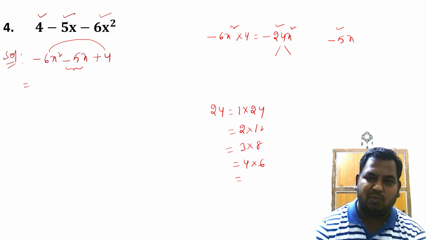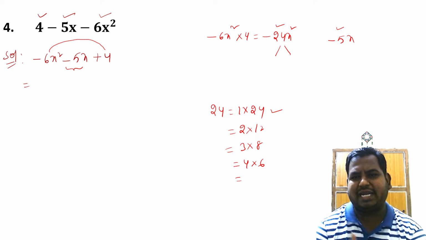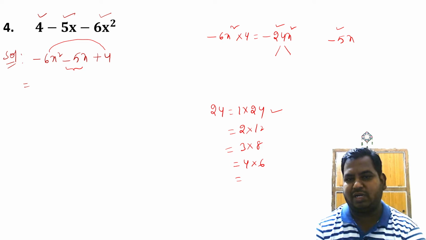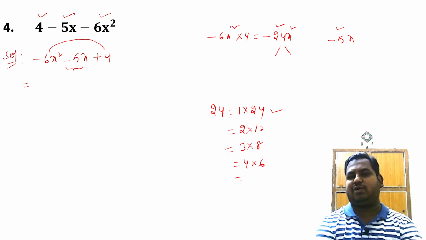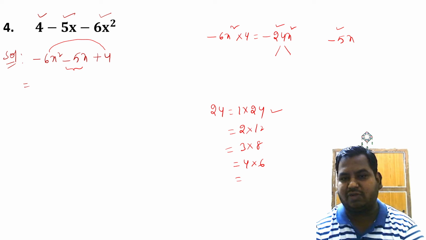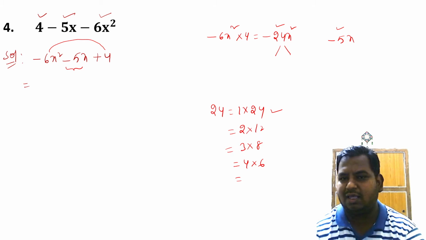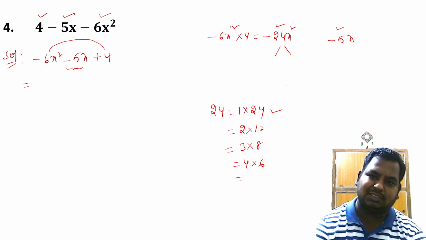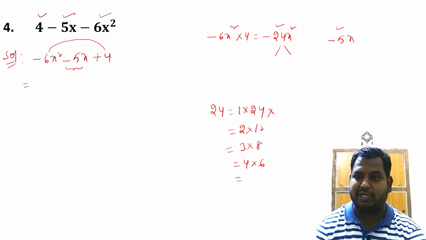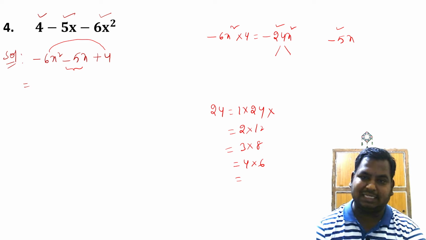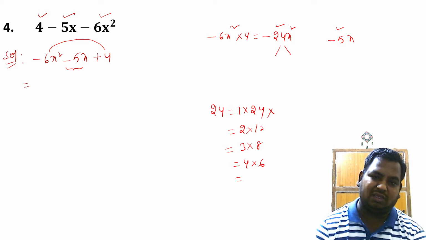Now we'll consider the first pair. The first pair is 1 and 24. Are we getting 5 either by adding 1 and 24 or by subtracting 1 and 24? No, because 1 plus 24 is 25 and 1 minus 24 is minus 23. We are not getting it. The first pair is not acceptable. Next, the second pair, 2 and 12. 2 plus 12 is 14. 2 minus 12 is minus 10. So this also we cannot consider.